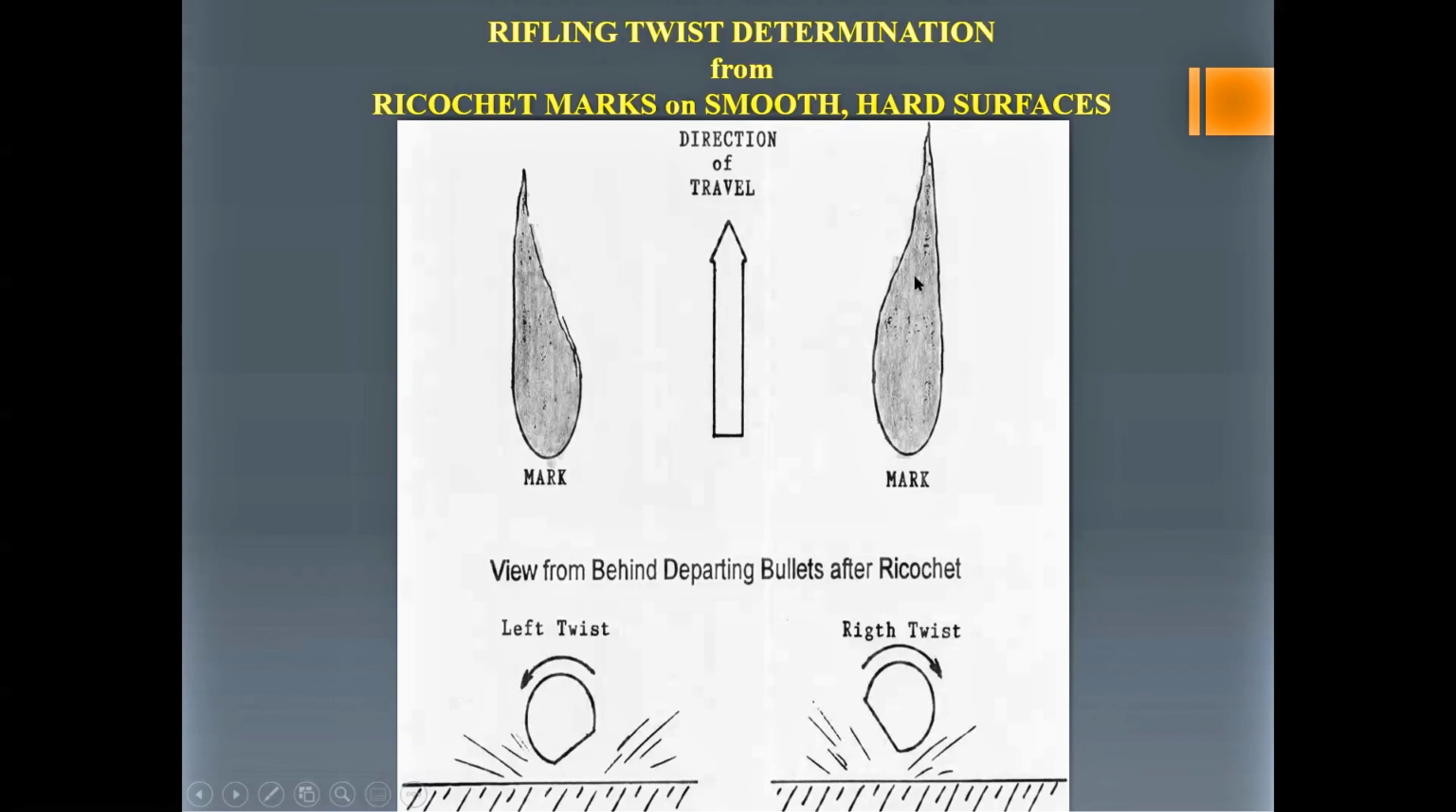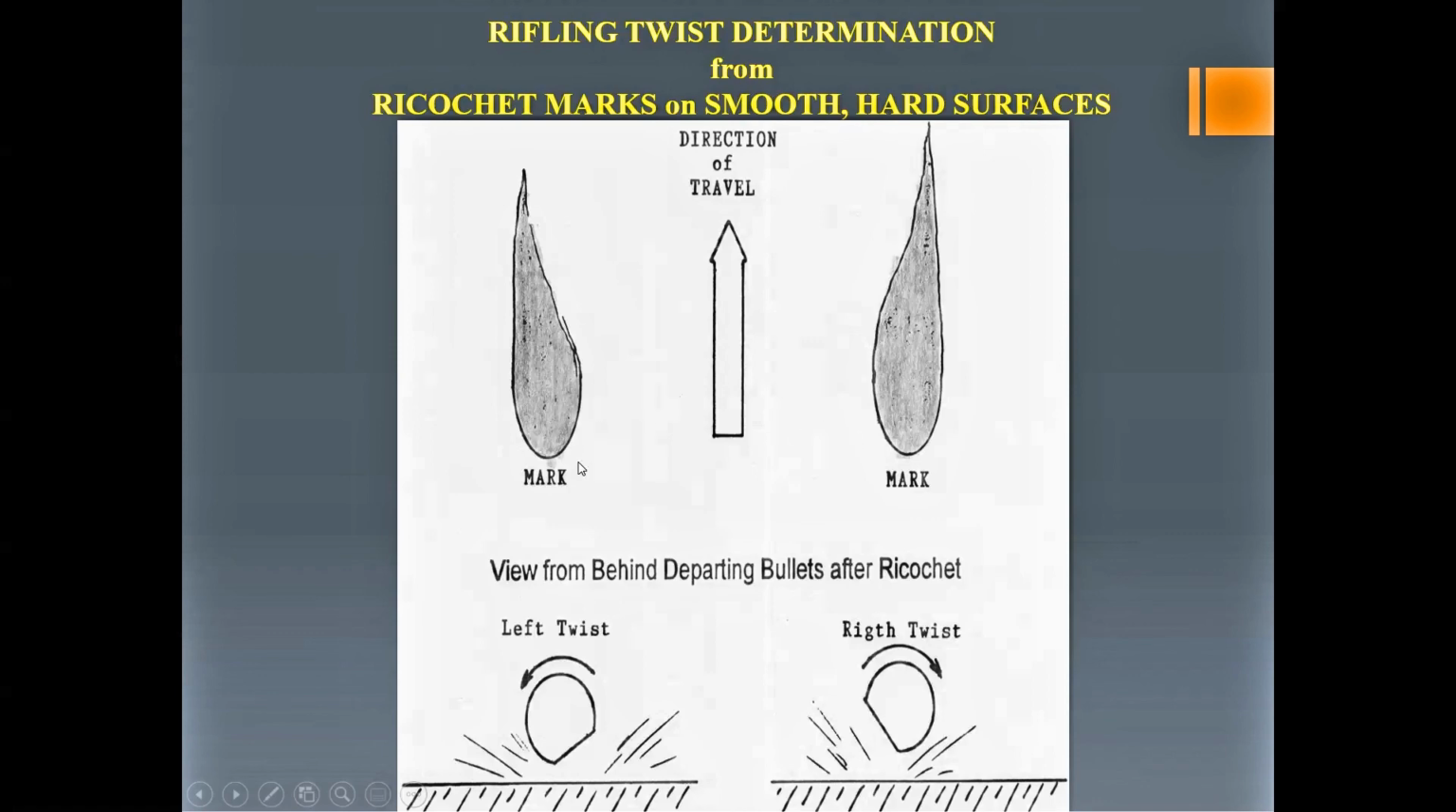So as it's spinning and creating this mark, now part of it is flat, so you're getting more mark on the right side than you are on the left side. There's nothing here, right? So the bullet strikes here, flattens out the bottom, continues to spin, and it feathers off in this direction, and then the bullet departs the surface.